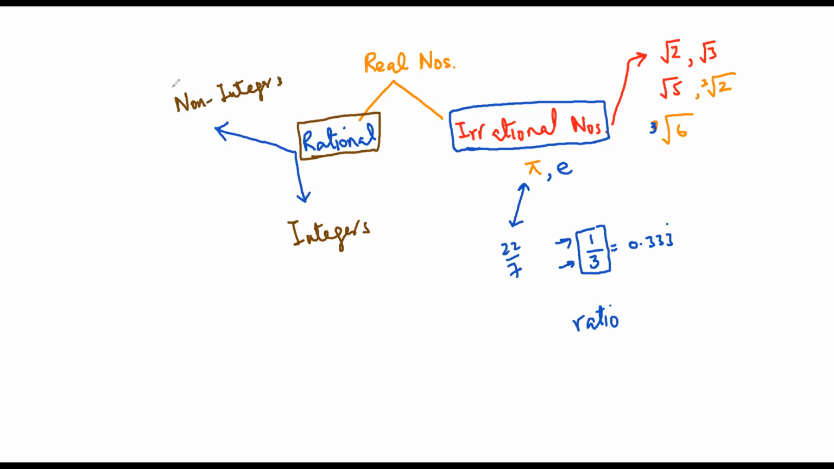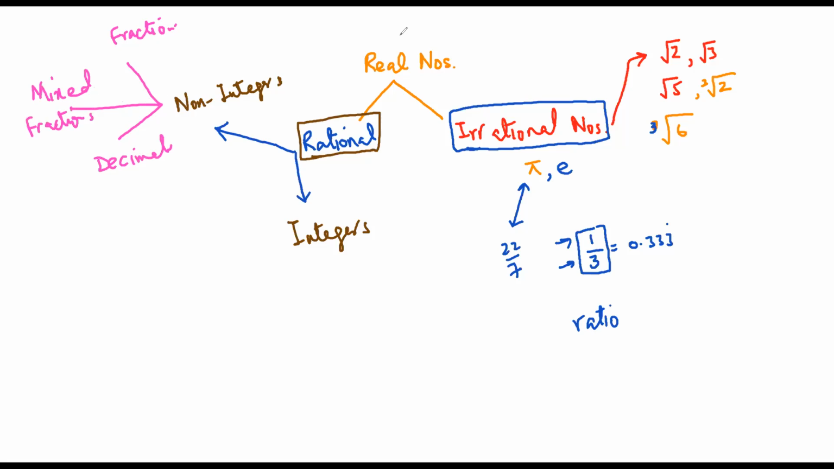Now let me tell you about the non-integers first, and then I'll tell you about the integers. The non-integers are divided into three parts here. We have fractions, we have decimals, and we have mixed numbers. I believe you know about all of them: the fractions, the decimals, and the mixed numbers.